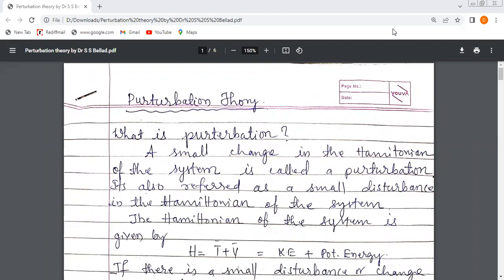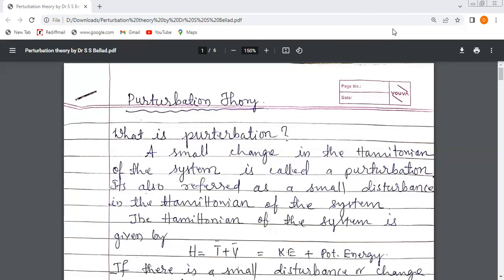Welcome back to this topic of perturbation theory. This perturbation theory is a branch of quantum mechanics, and this perturbation theory is developed because the Schrodinger wave equation became inadequate to solve some of the problems. Because of that reason, this perturbation theory is developed.